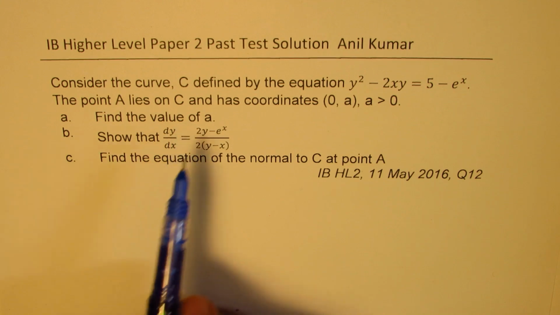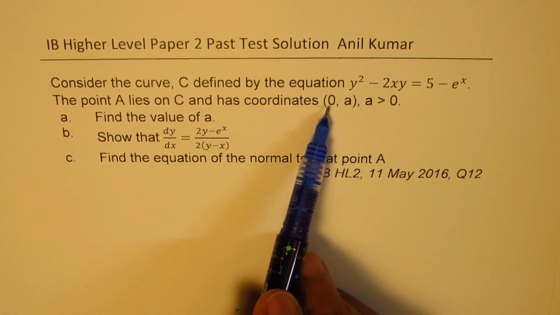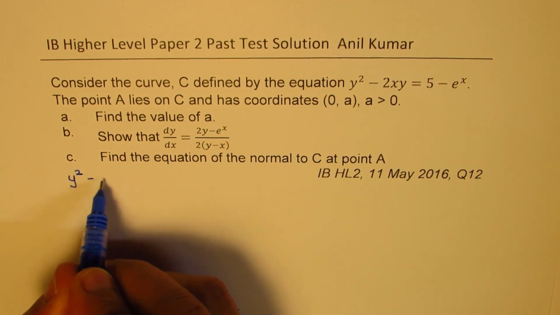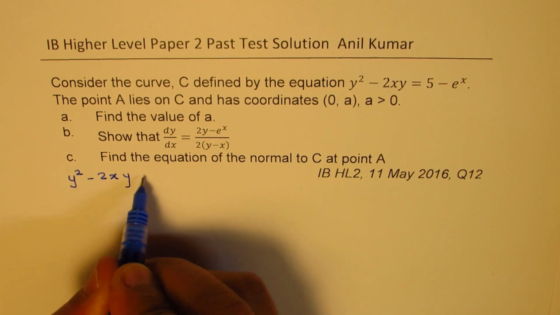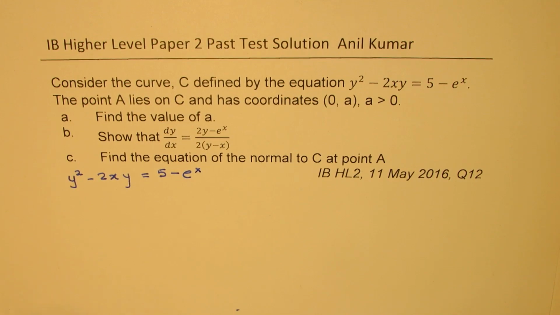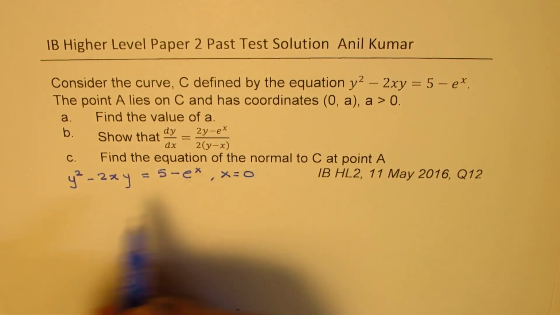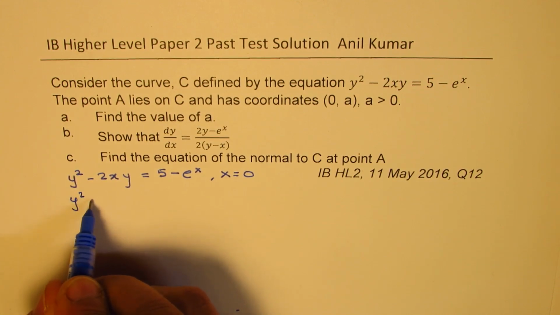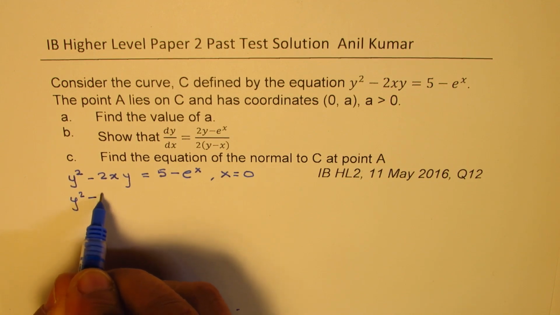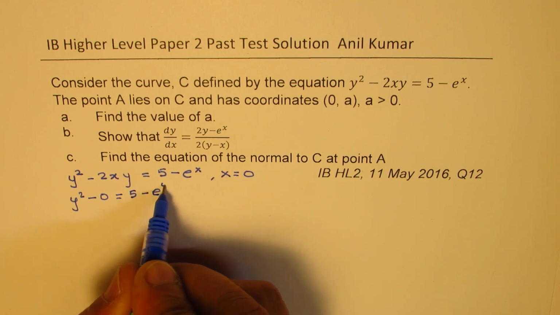So part A is relatively simple. We just need to find the value of a where the x value is 0 in the given equation, which is y squared minus 2xy equals 5 minus e to the power of x. So if I substitute x equals 0, then what do we get? We get y squared, that is 0, right? And we get minus 0 equals 5 minus e to the power of 0.